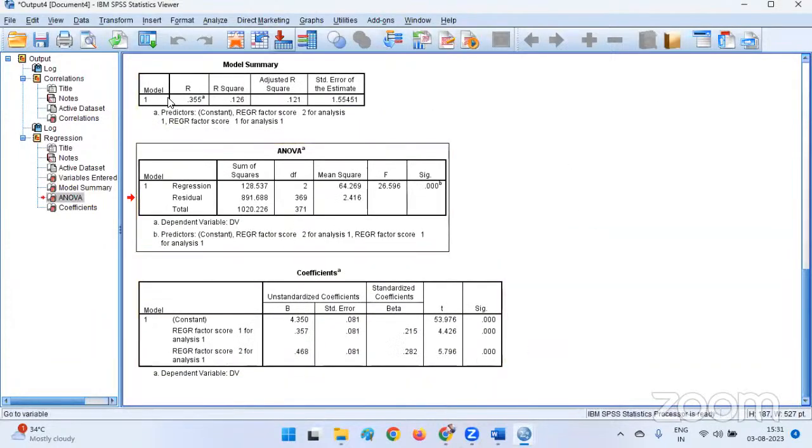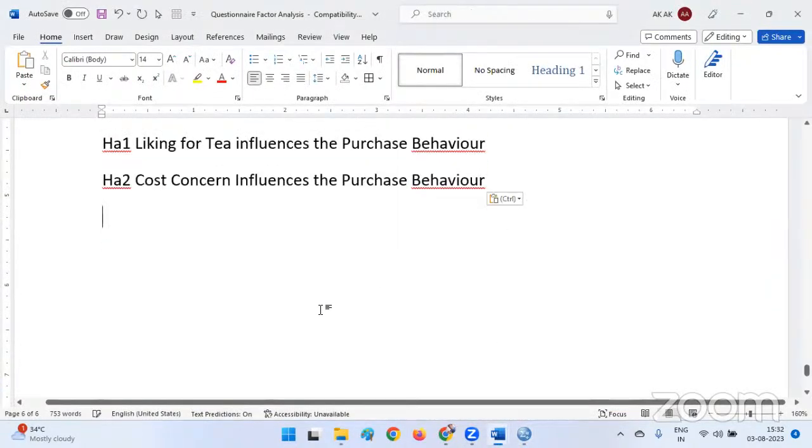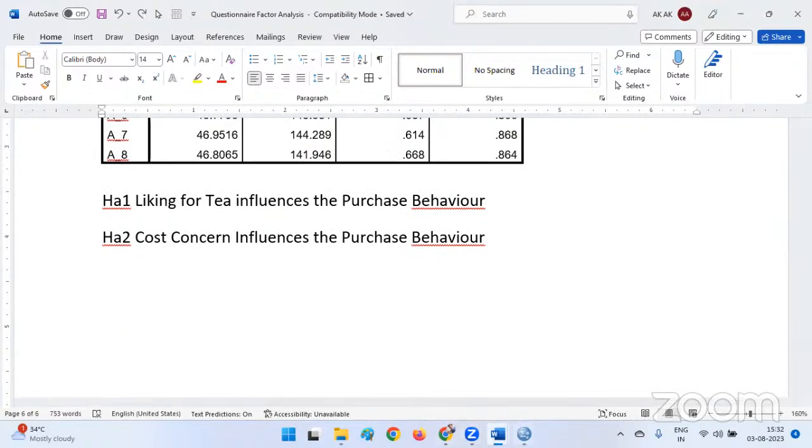I will not explain the results of regression analysis in detail here, but I will take up the main part, the main analysis.